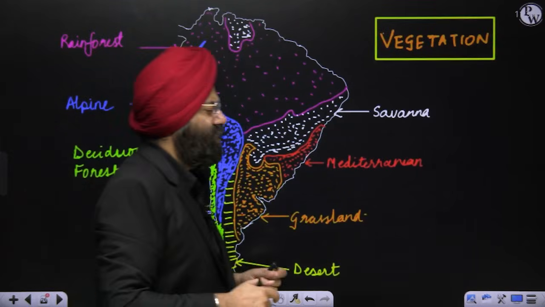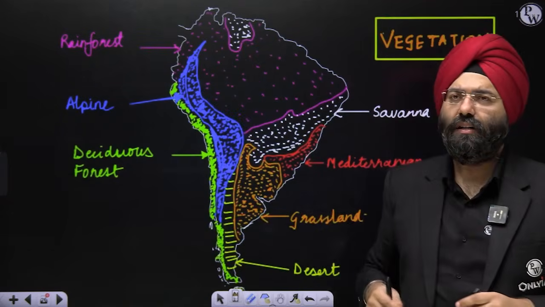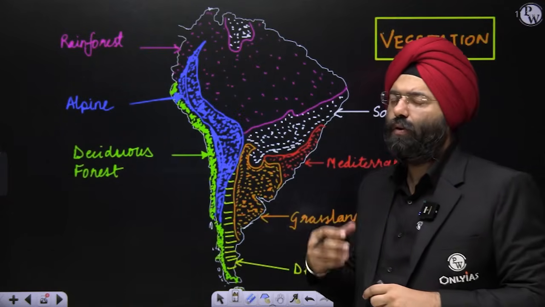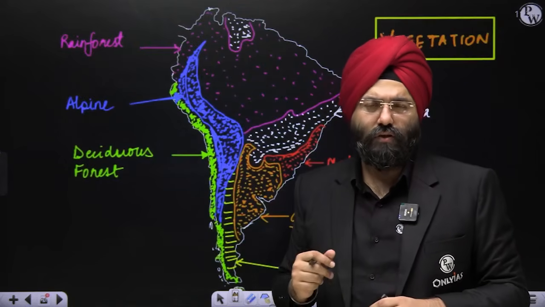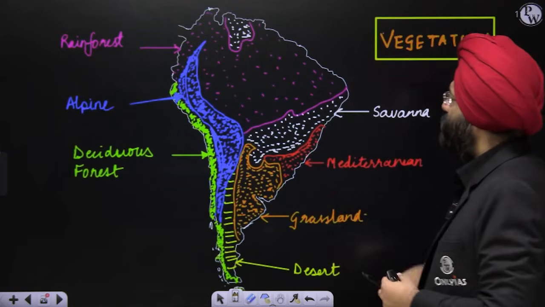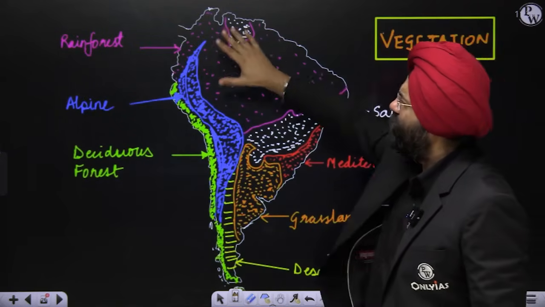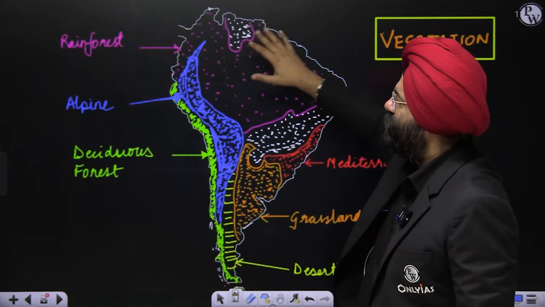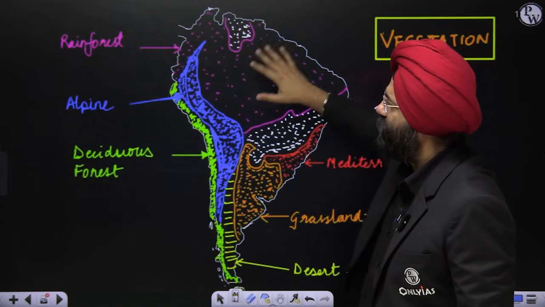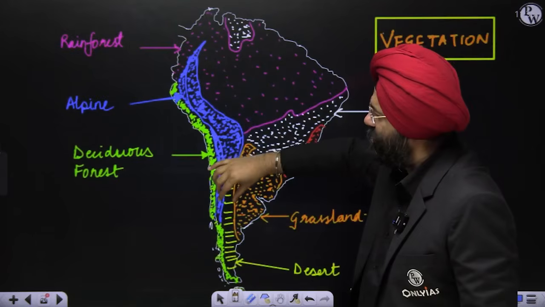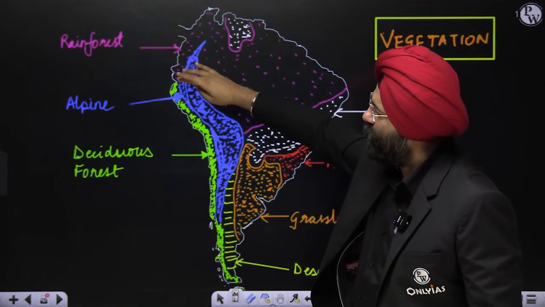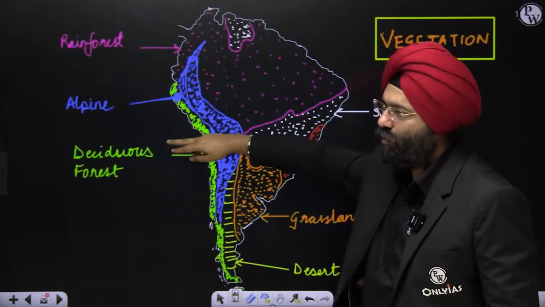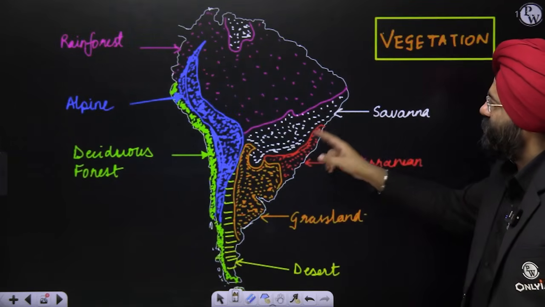Next comes the vegetation. Now, if you see the vegetation, we will be doing the types in detail when we do the topic of vegetation, climatology and all in the physical geography part. Meanwhile, let us see them. Over here, this is the rainforest region. You know that very well. Amazon basin is associated here. So this is a rainforest region. Along the Andes, because of the height, they have alpine vegetation. Along the coastal strip, you have the deciduous forest. This is the savanna region.